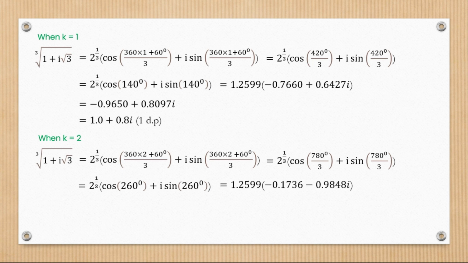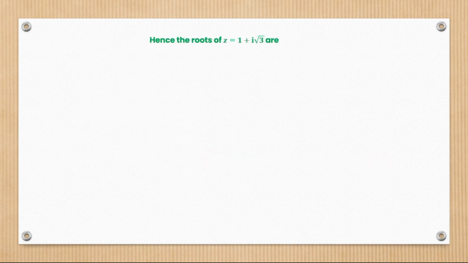Now the cos of 260 is a negative 0.1736, and also the sine of 260 is a negative 0.9848. So multiplying inside the brackets, we end up having that value. Then to 1 decimal place, this is what we end up having. So hence the cube root of z, which 1 plus i root 3 is. So the answers are 1.2 plus 0.4i, 1.0 plus 0.8i, and negative 0.2 minus 1.2i.